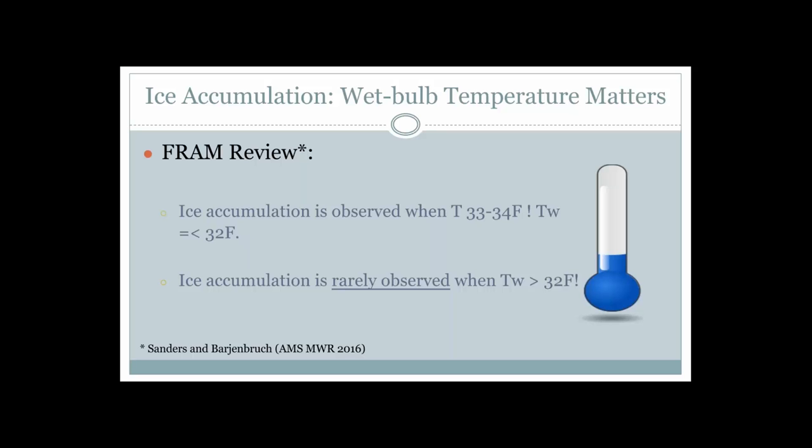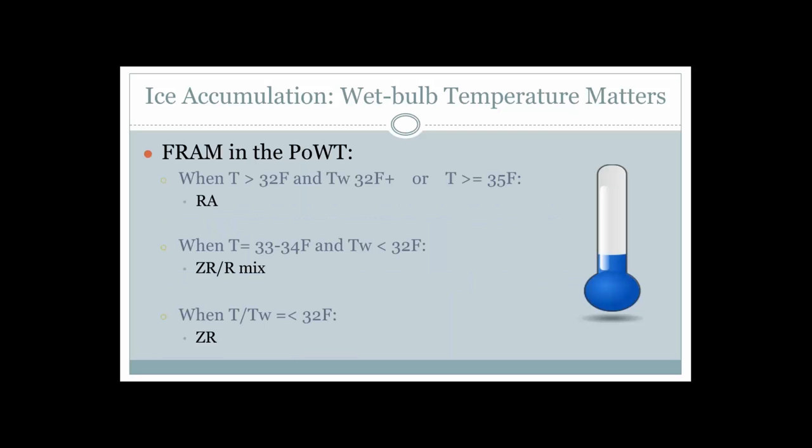When the wet bulb is above freezing, ice accumulation has been rarely observed. So in the probability of weather type in the backbone of Forecast Builder, when temperature is greater than 32 in the wet bulb as noted on the top there, or if temperature is greater than 35 Fahrenheit, you're just going with straight rain.